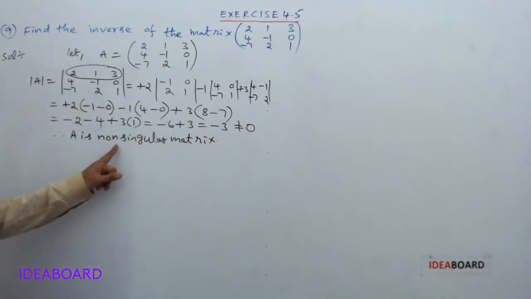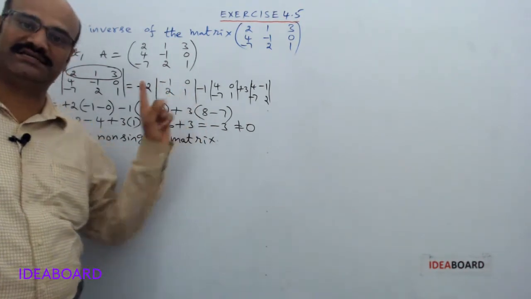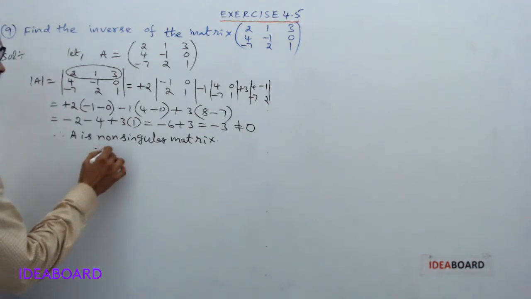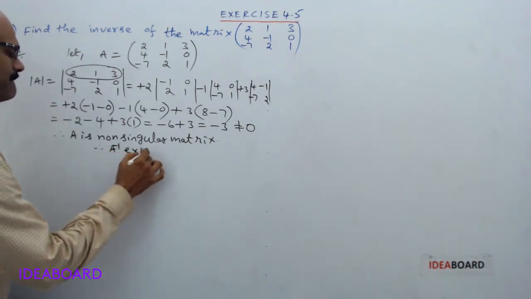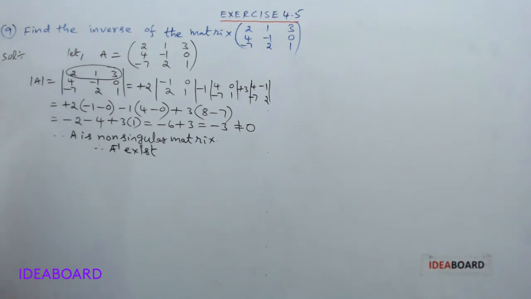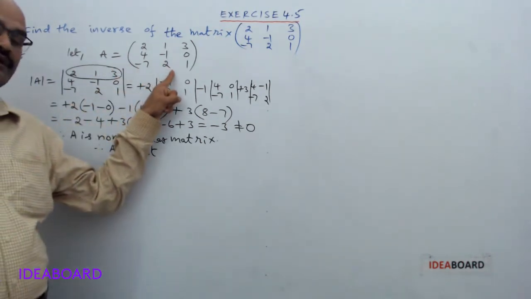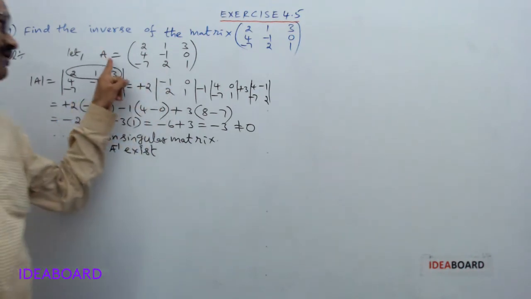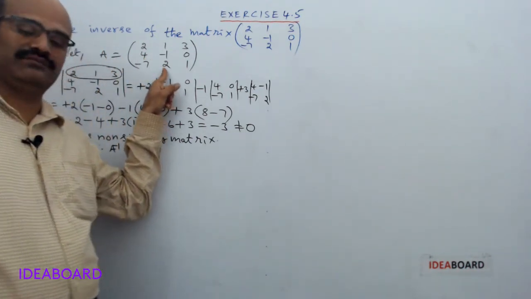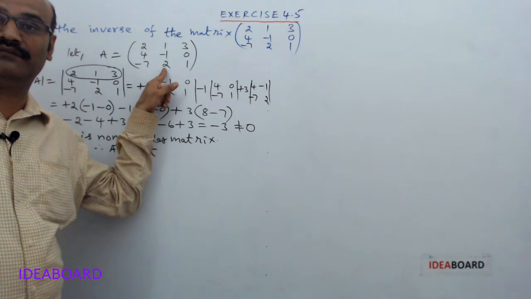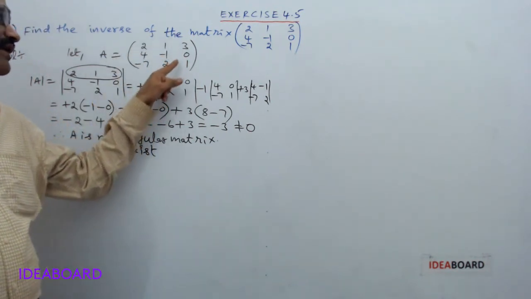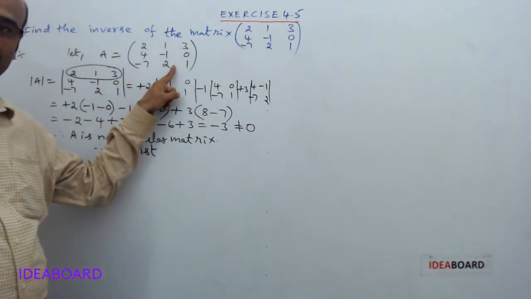Whenever A is a non-singular matrix, then A inverse exists. Therefore, A inverse exists. The formula for A inverse equals 1 by det A into adjoint of A. Now we have to find the adjoint of the given matrix A. So to find the adjoint of A, we have to find the cofactor matrix of the given matrix.